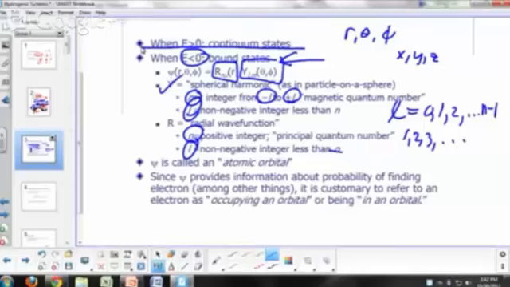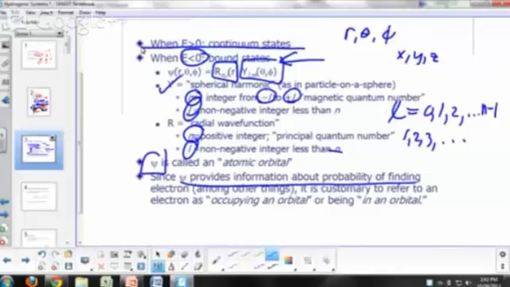Okay? The wave function here is what we call the atomic orbital. It essentially describes the electron. Okay? Describing the reduced mass, which is the electron. Since psi gives us information about probabilities of finding the electron, among other things, there's a lot of information we can get out of psi. One of the most important ones is probabilities of locating the electrons around your nucleus.